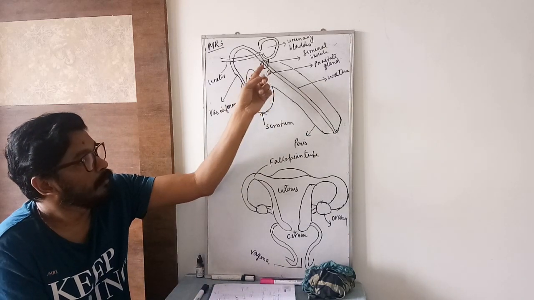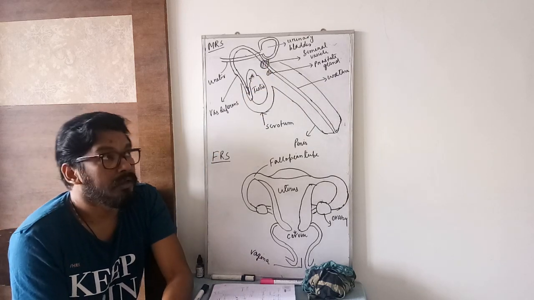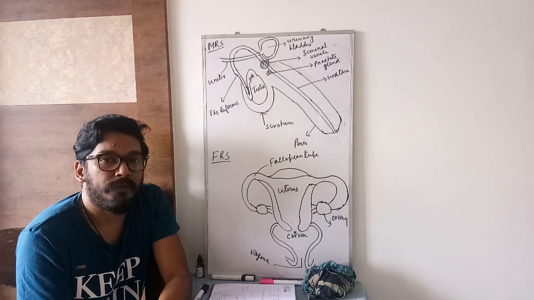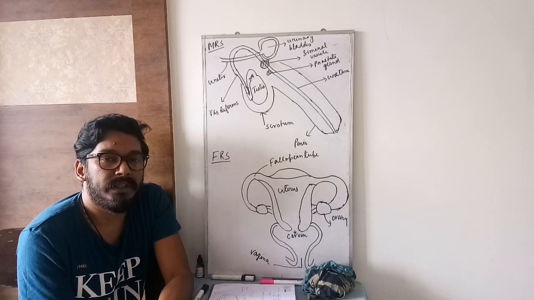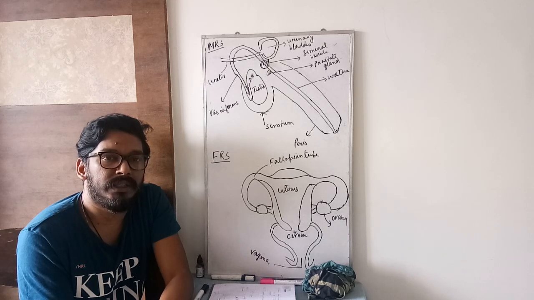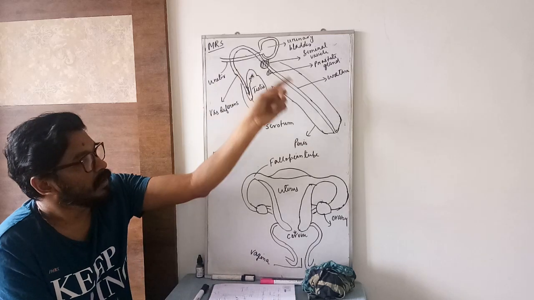In the path you will find the seminal vesicle and prostate gland. What is the function of the seminal vesicle and prostate gland? This is an often asked question. The function of the seminal vesicle and prostate gland is that they are responsible for the nourishment of sperm. They nourish the sperm as well as help in the easy flow of sperm. So let me summarize the whole thing.